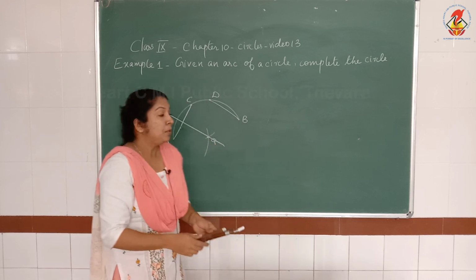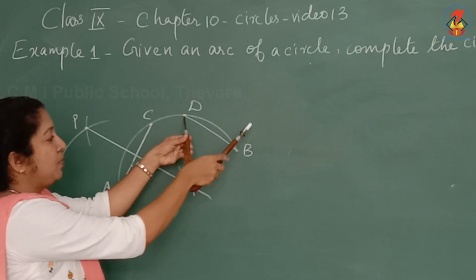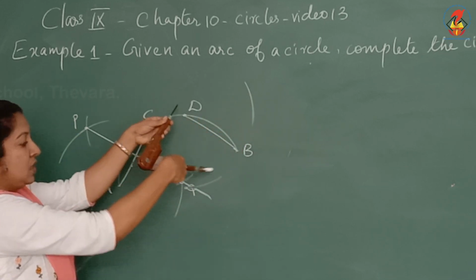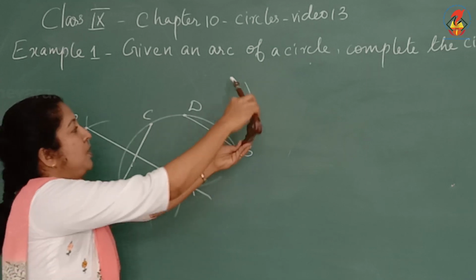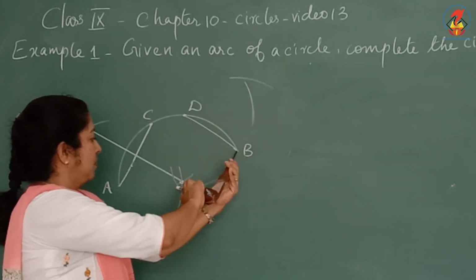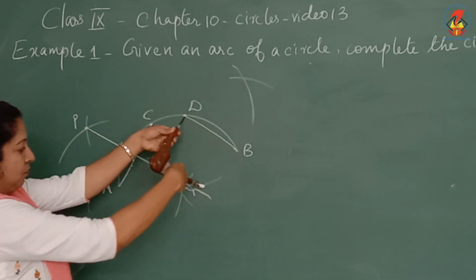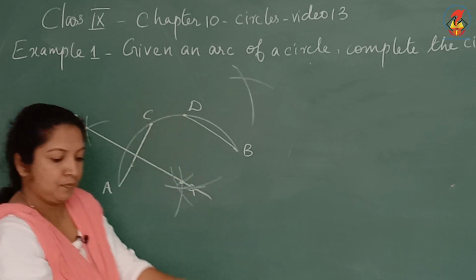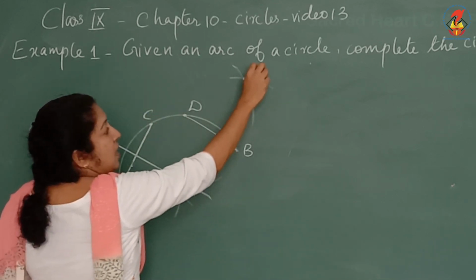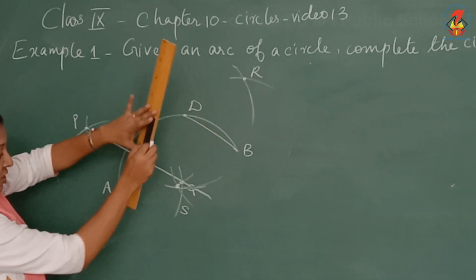In the same way, draw the perpendicular bisector of BD. Take more than half of BD and draw two arcs from D and two arcs from B also. Mark these two points as R and S. Then join R and S.